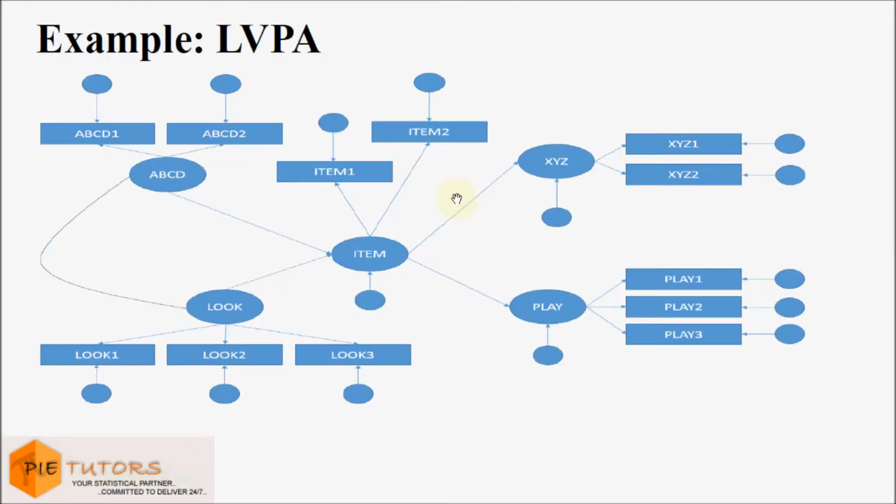So here is an example of a latent variable path analysis. Here the latent variables are represented by the ellipses, each represented by a set of observed variables and their associated error terms.